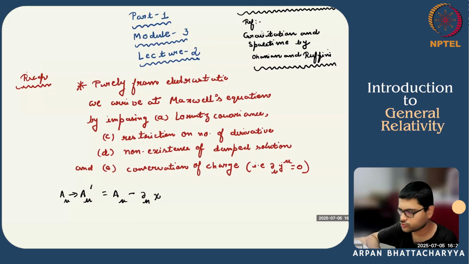So what we are going to do now, again, we will start from electrostatics and try to figure out the equation of motion of a point charge coupled to a background electromagnetic field, which should be consistent with Lorentz covariance, as well as invariant under this gauge transformation. Let's try to do that exercise.